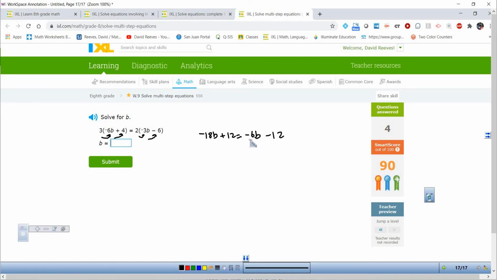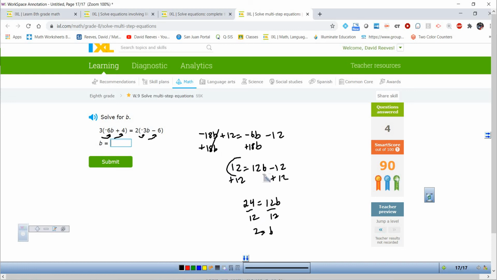Okay. Now I've got an equation with variables on both sides. Which one is smaller? Negative 18 is smaller. I'm going to eliminate the smaller one, and since it's negative, I'm going to be adding positives to it. So I get 12 is equal to 12b minus 12. Looks like we got a bunch of 12s here. All right, then I'm going to add 12 to both sides, and I get 24 is equal to 12b. Dividing by 12, I get b is equal to 2.